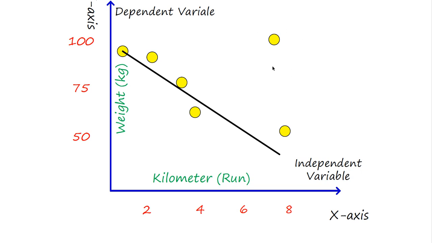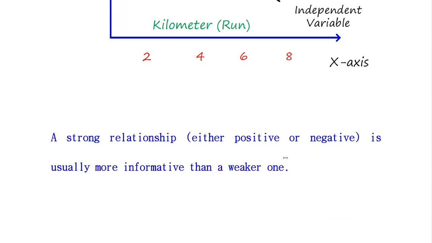This is an outlying observation. This person walks 8 kilometers, but their weight is high. We have a little bit of data which is an outlying situation. So this is the regression line which goes from the upper left corner to the lower right corner. A strong relationship, either positive or negative, is usually more informative than a weaker one.